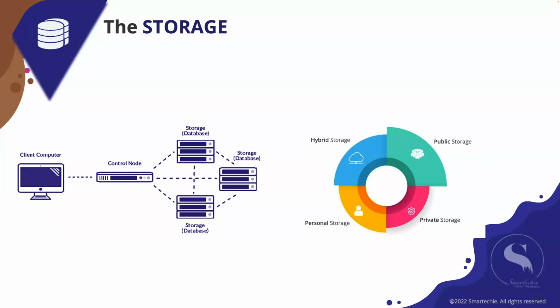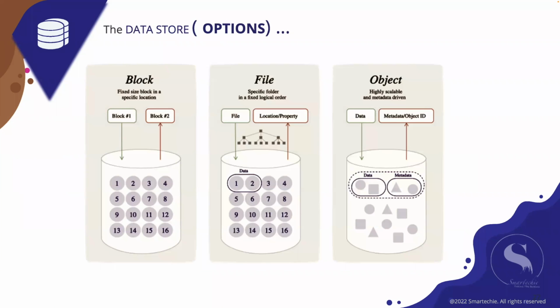And when it comes to cloud storage, there are four types that can be leveraged: personal storage, private storage, public storage, and hybrid storage. So these are the different kinds of storage in the cloud. There are mainly three kinds of data we can store. So what data can be stored?